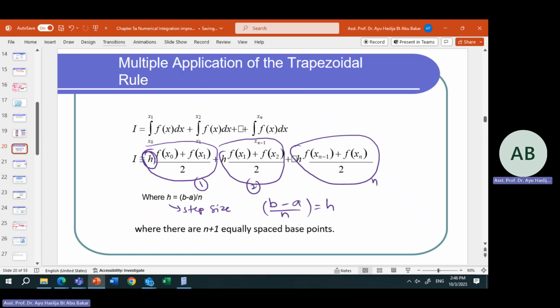Still remember in chapter 2, to find the root, you are given the step size, right? So in that topic, you are given the step size. In this multiple, you will need to find out what is the suitable step size to reduce the error. Okay, so this is how to find the step size.